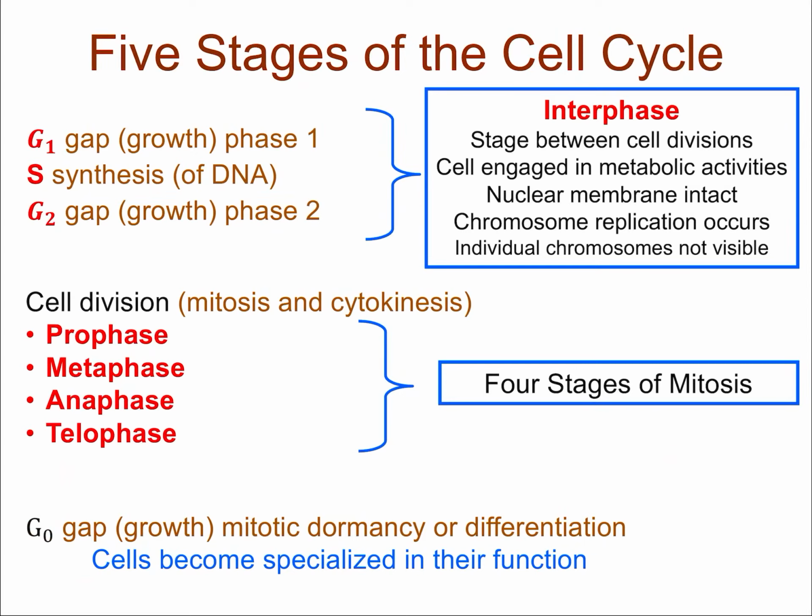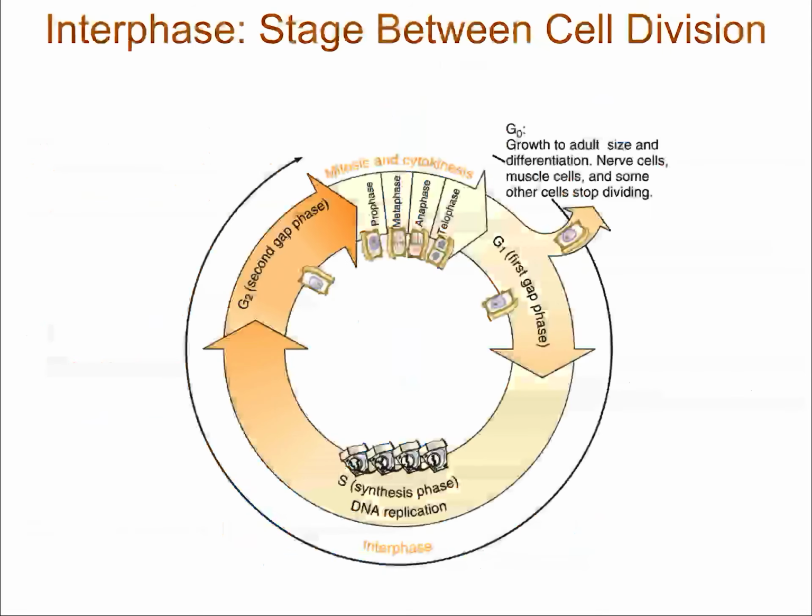Now, in the stages of mitosis, there are 4 separate stages: the prophase, the metaphase, the anaphase, the telophase. During this part, this is where mitosis and cytokinesis occur, so the actual division and the separation of 1 to 2 cells. When the cell is in G0, gap growth, mitotic dormancy or differentiation, cells become specialized at that point. So what this looks like is like this.